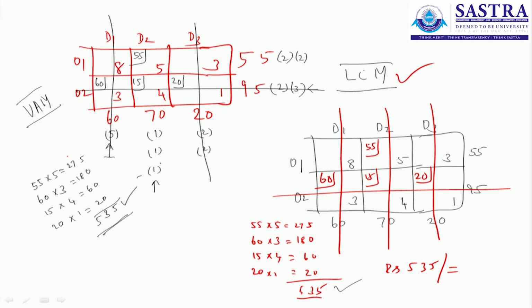So we will have one more transportation table of order 3 by 3, where we will have different answers for the northwest corner rule, the least cost method and Vogel's approximation method.